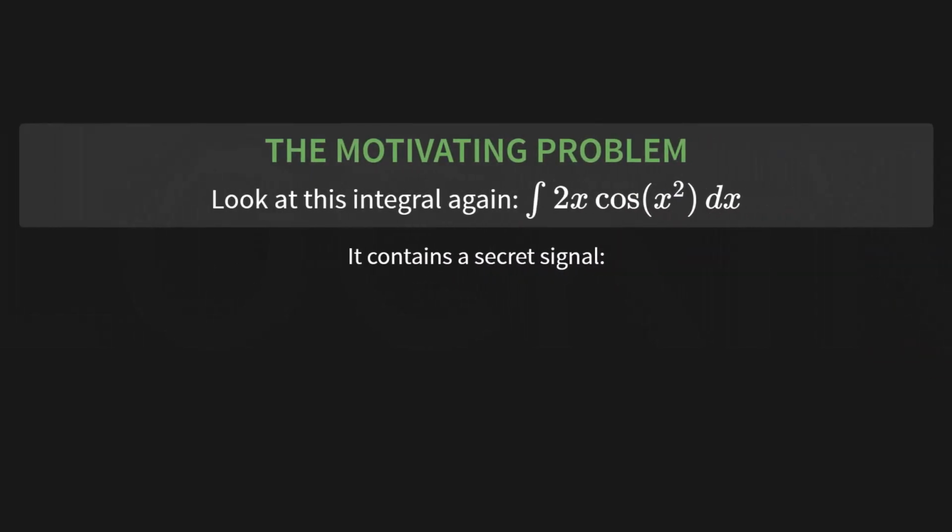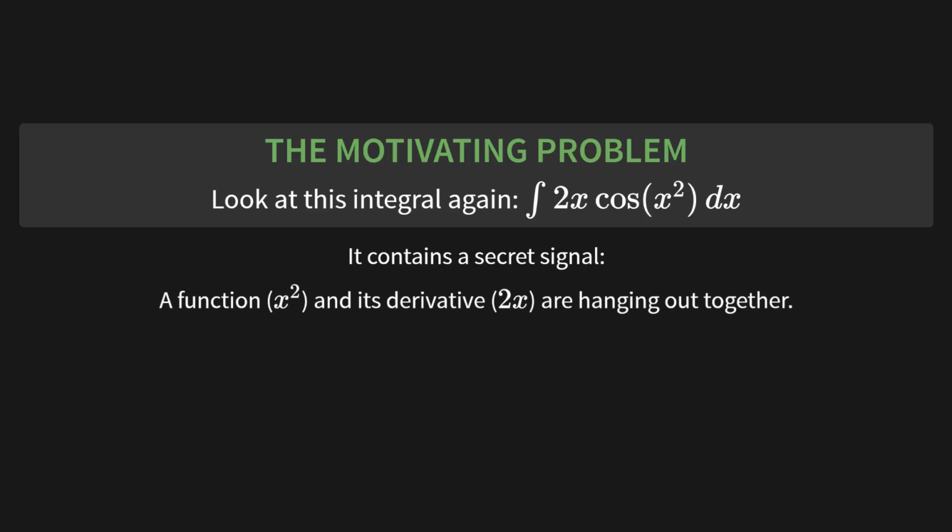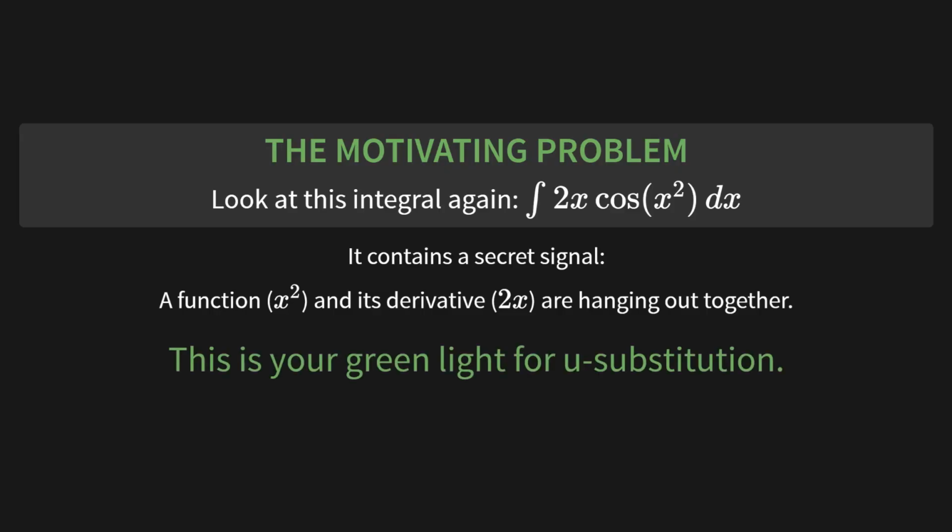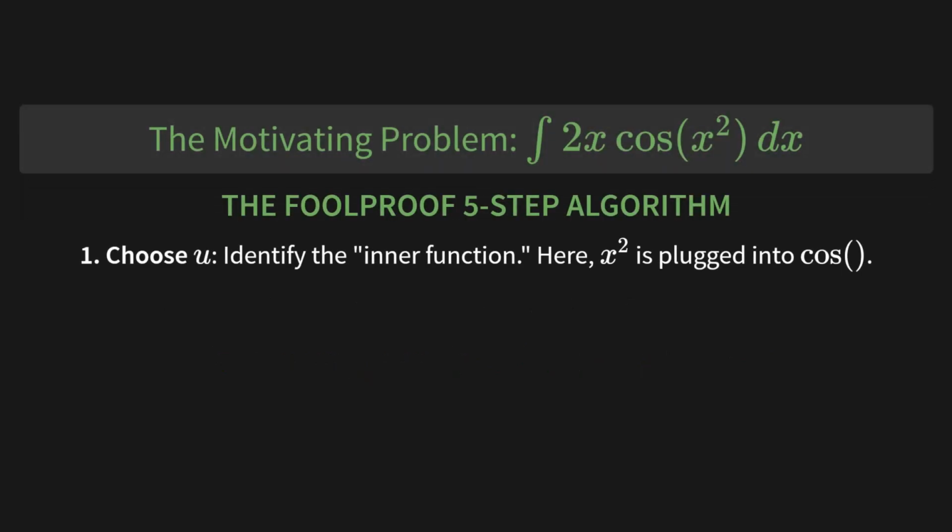Let's look at the motivating problem. Look at this integral again. The integral of 2x cosine of x squared dx. It contains a secret signal: a function, x squared, and its derivative, 2x, are hanging out together. This is your green light for U-Substitution. Okay, let's break down the foolproof 5-step algorithm.